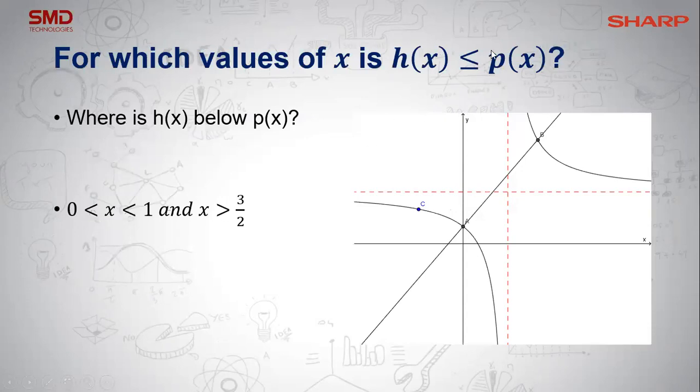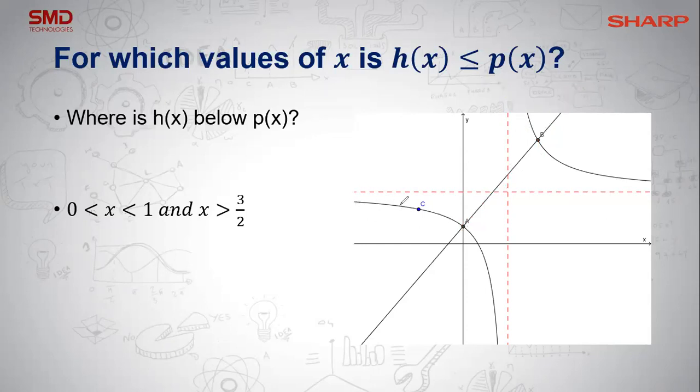Then it says, for which values of x is h of x less than or equal to p of x? So where is p of x above h of x? Okay, so I just want to draw it in here in red. So where is p of x bigger than h of x? We can see p of x is bigger than h of x up to this point. Then h of x is somewhere over here. And then p of x gets bigger again over here. Right, so it's from this point here, from b upwards. And between x is equal to 1 and x is equal to 0, and where x is greater than 3 over 2. So it's just looking at your graph and knowing where it's bigger.